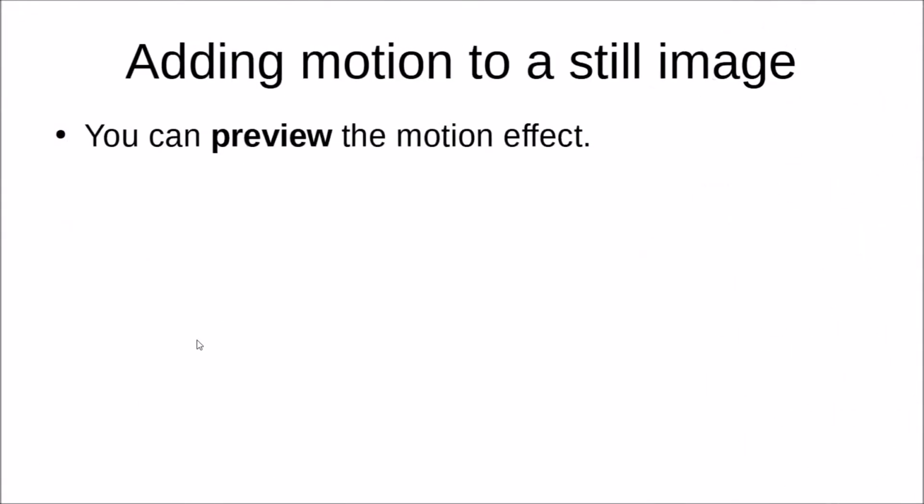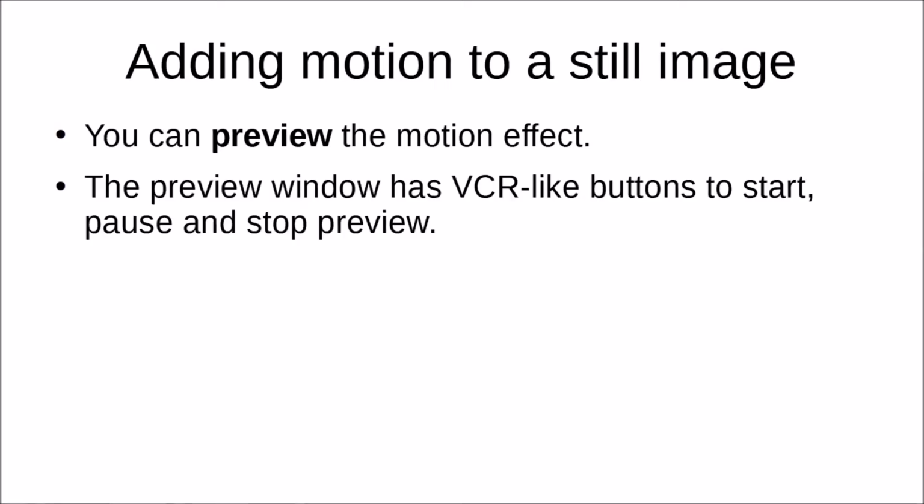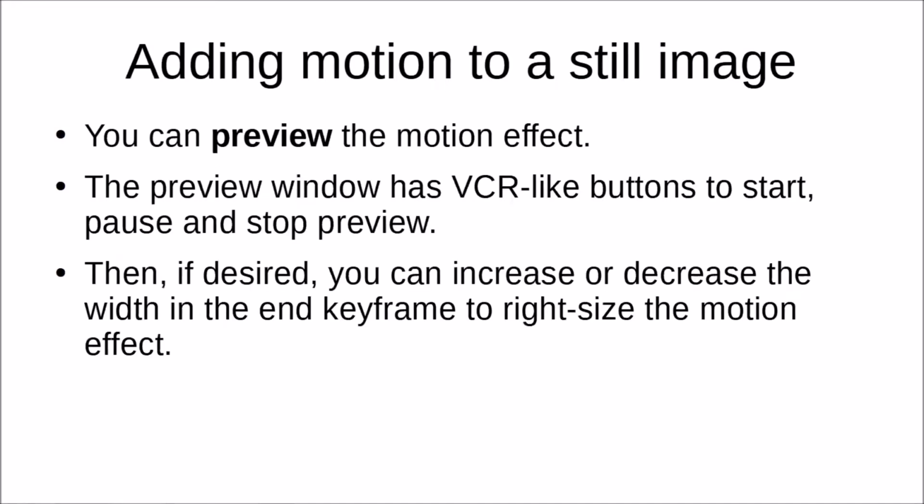Now, you can preview the motion effect. Once you've applied it, then you can just play that portion of the video, that one scene, and see what it looks like. As I mentioned before, the preview window has VCR-like buttons to start, pause, and stop preview. If you don't like your initial work on the scene, you can increase or decrease the width in the end keyframe, and make sure that you don't clip out by magnifying too much. You may have clipped out something that's important. So what you want to do is make sure that you right size the end magnification state, and that means changing the width in the end keyframe.